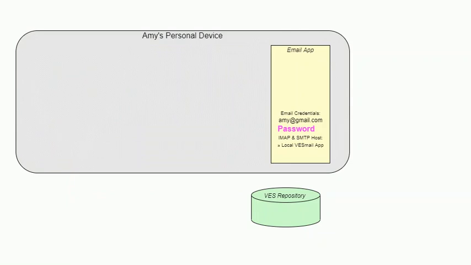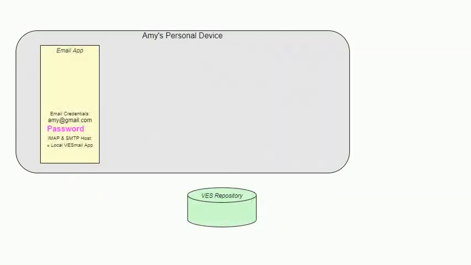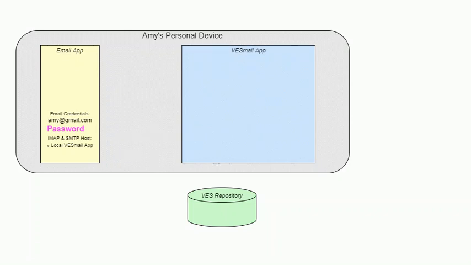The case of sending an email will be shown, but the process of using OAuth is essentially the same for both sending and receiving emails. Amy hits the Send button in the email client on her device for email account amy@gmail.com. The email client initiates the send process by connecting to the local VESmail app for authorization.